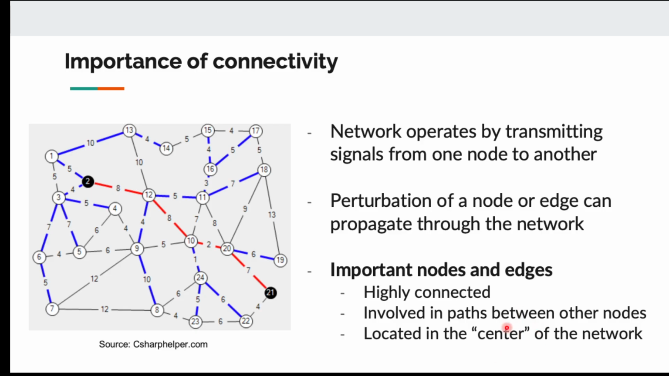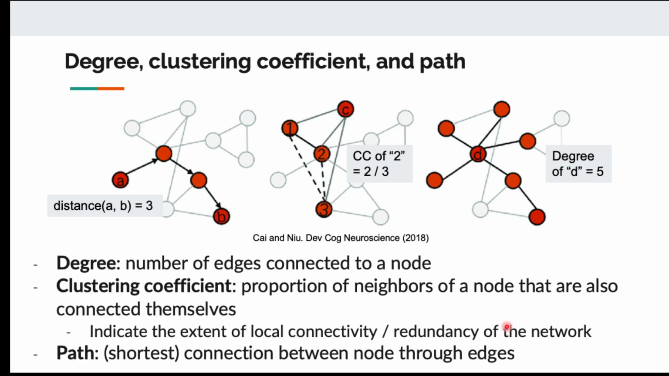So when you read or use tools that analyze network data, these are the keywords that you see frequently. A degree is the number of edges that are connected to a node. So if I ask you what's the degree of D here, you will count 1, 2, 3, 4, 5.